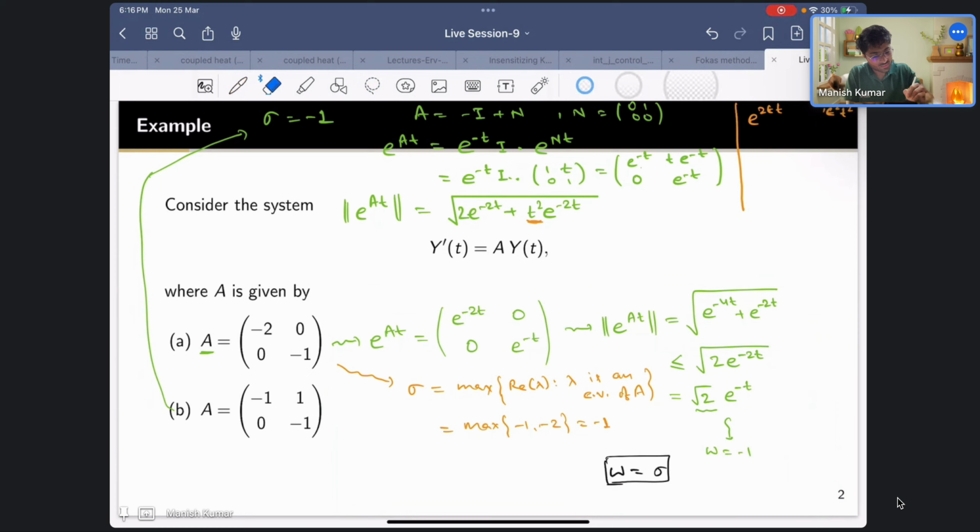I am just writing this from the power series. So what I can write is that t squared, I can dominate it by 1 by 2 epsilon squared, and then I'll have e^(2εt). Okay, so this is possible for any epsilon greater than 0.